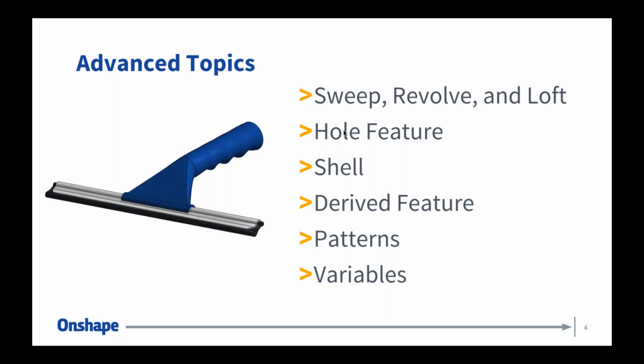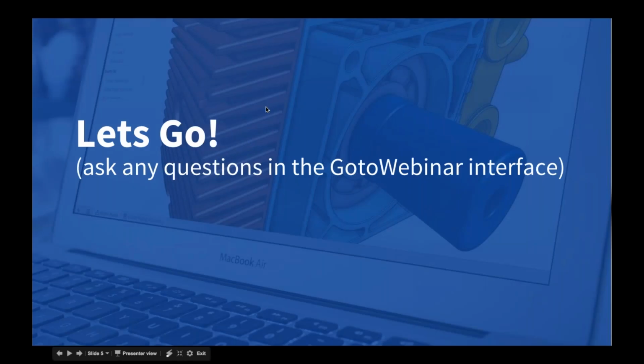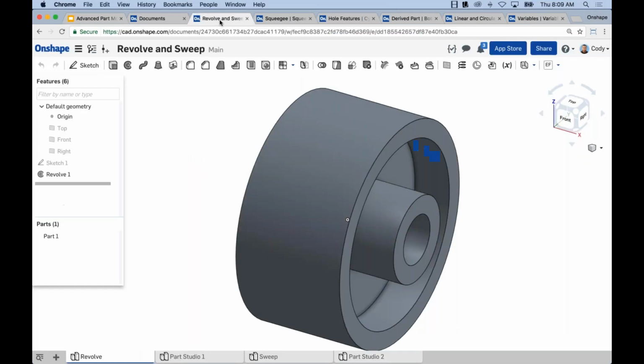All right, so enough slides. Let's get into it. Now, as I mentioned before, I'm going to start with the sweep and revolve command, and then we're going to get into the loft command. So let's start with revolve.